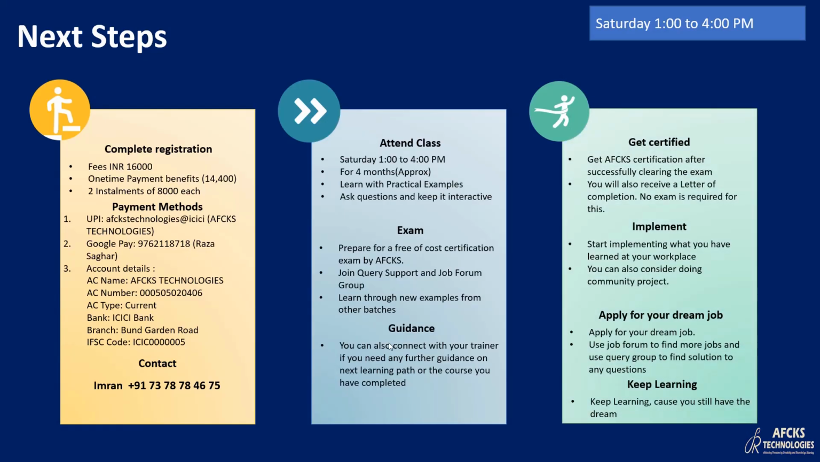So the first thing you need to do is complete your registration. The fee is 16,000. If you pay one time you'll get some benefit and then you only have to pay 14,400, or you can pay in two installments of 8,000 at the beginning of the class and 8,000 after a month. The payment details are included.